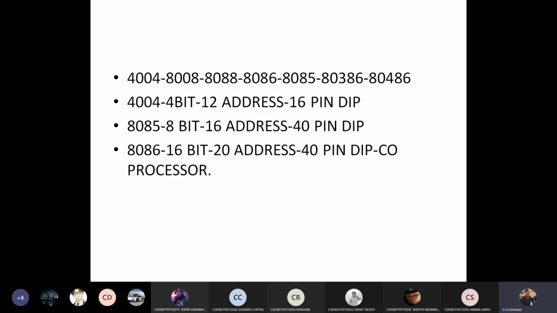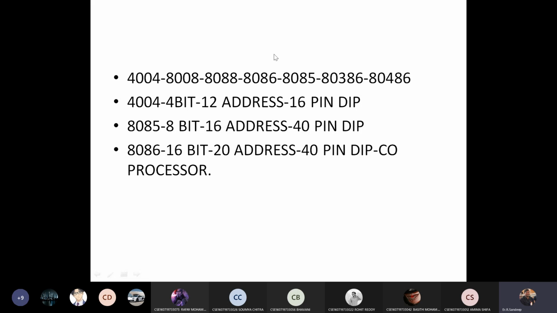Later we have a lot of microprocessor versions: the 4004, 8008, 8088 and 8086. Which one are we studying here? We are studying the 8086 microprocessor and 8085. 80386 and 80486 are advanced microprocessors. We will not see all these microprocessors, we are concentrating on only one, the 8086 microprocessor.